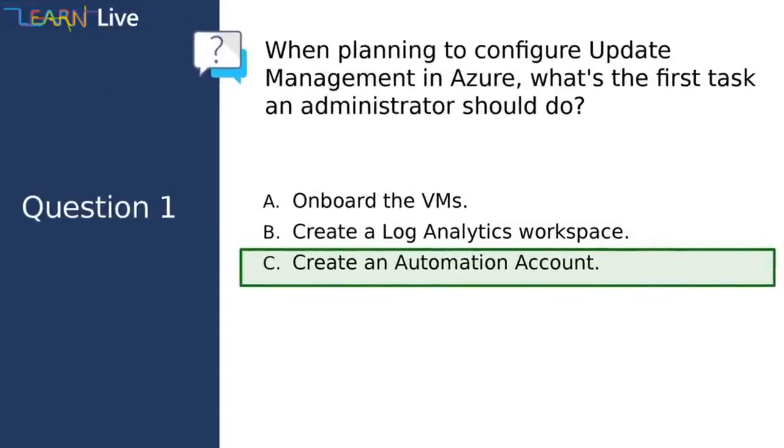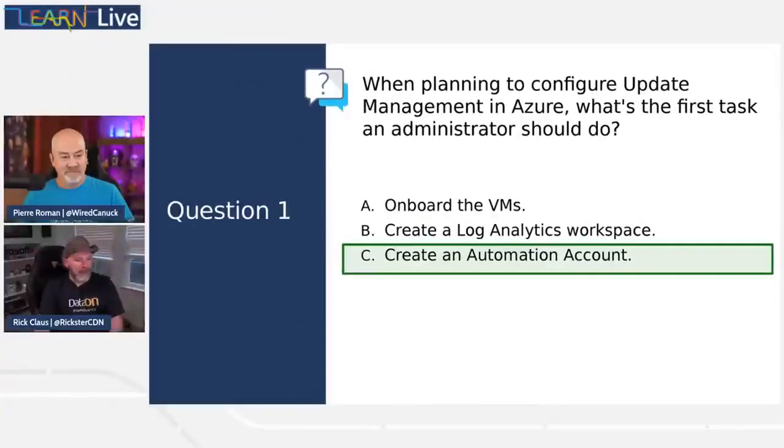And again, Pierre showed us the updated way of how to do that, which includes your run as account as well. In the video that you can download and take a look at, it doesn't actually have that step because it does that for you in that one there. All right, cool. Create an automation account. That's number one.